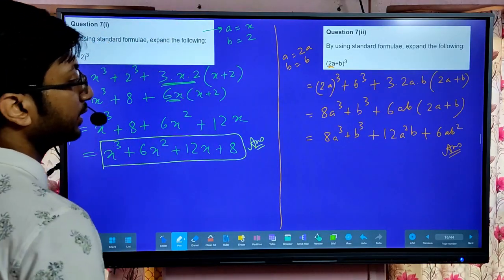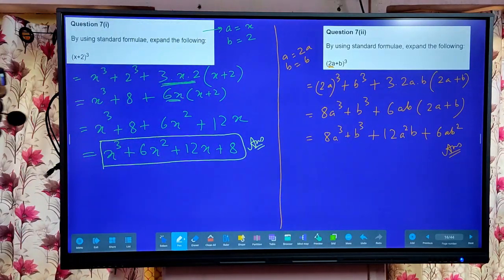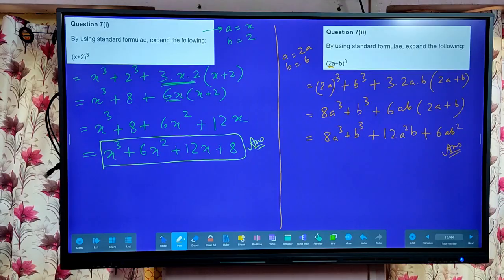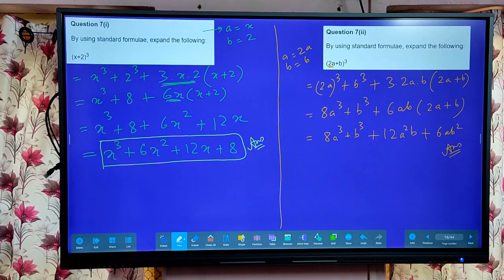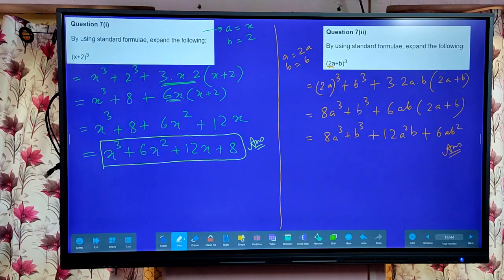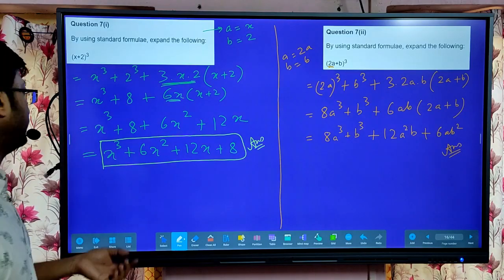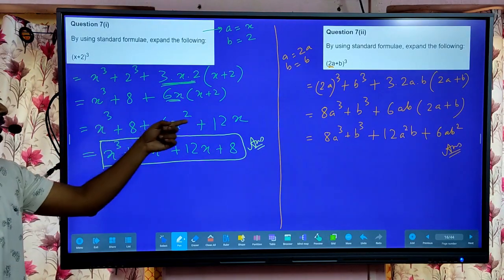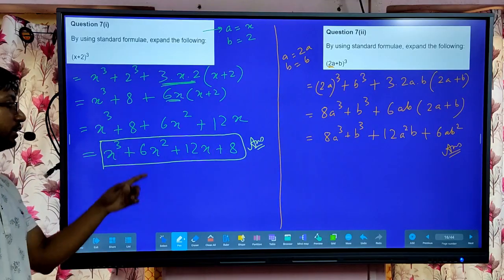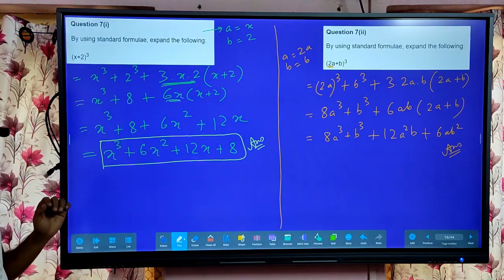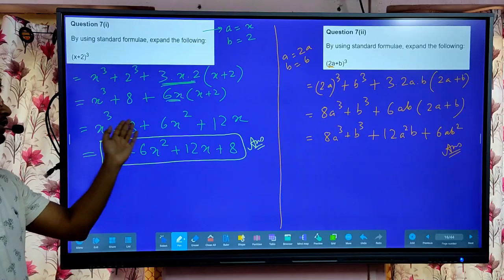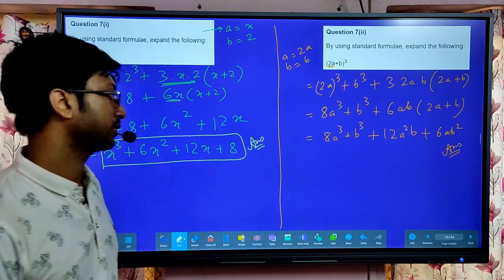If you want to write it, yes, it is in order only. Now let us write it down and we'll move on to the next question. Now you see, in this question you can write the answer in this step as well. No need to do this step. If you want you can do it, but if you write up to here you will also get full marks.